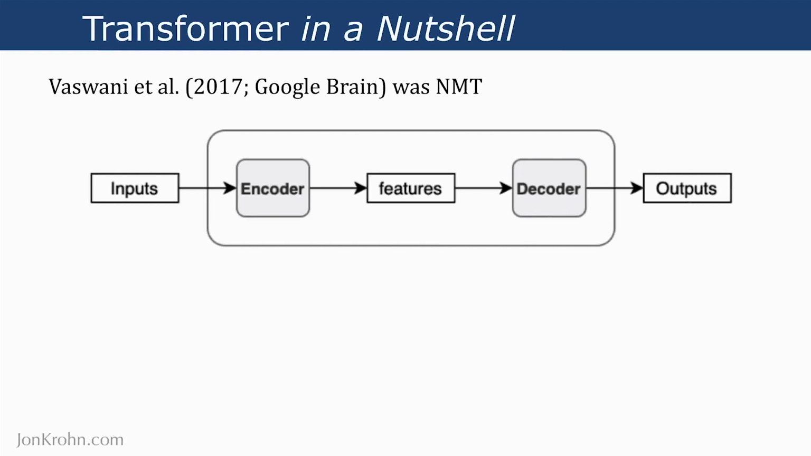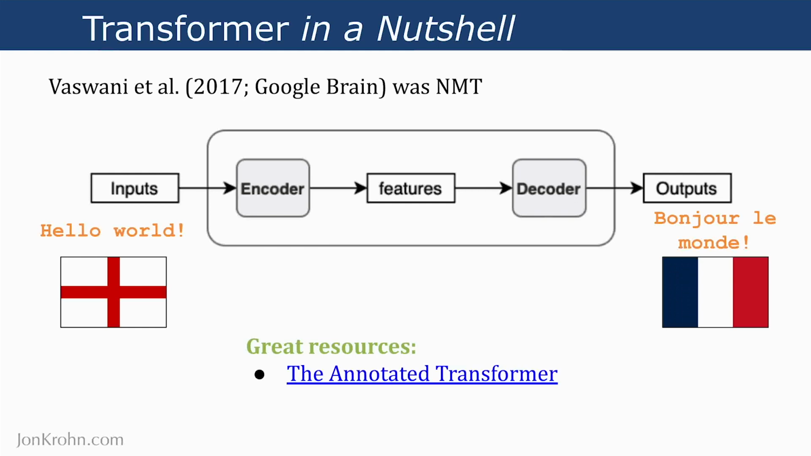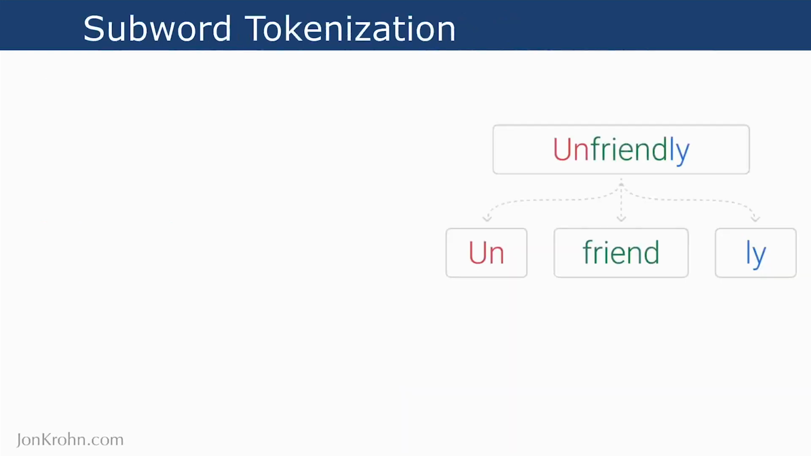So let's have a look at an example here. If you have English going in as an input, hello world, that can be encoded by the transformer. It gets converted into these embeddings in the feature layer, and then those can be decoded and output in the language of your choice, say French, and we can have bonjour le monde. We can't go into a huge amount of detail on the transformer. I could spend 3 hours doing that, but some great resources are here in my slides, including the annotated transformer and the illustrated transformer.